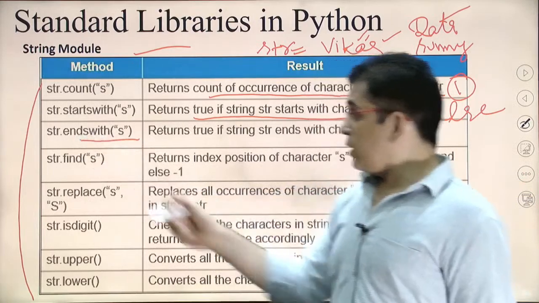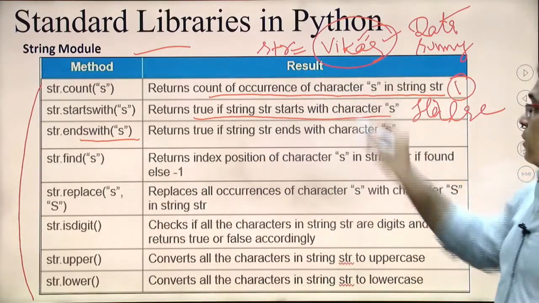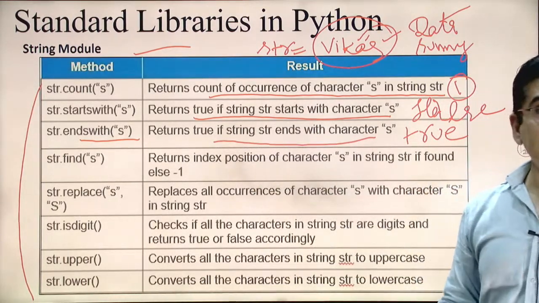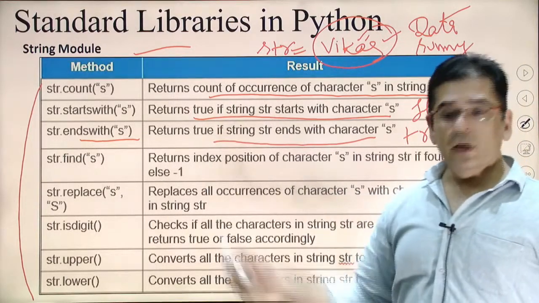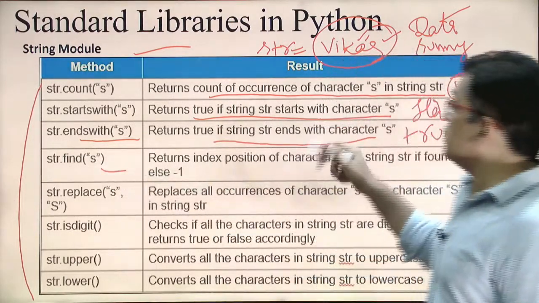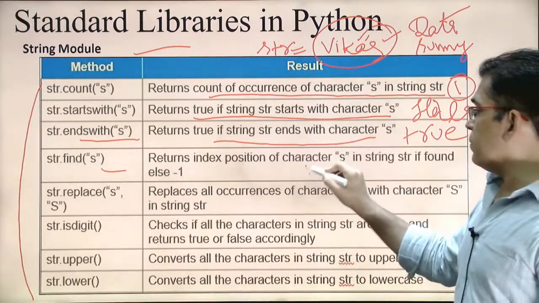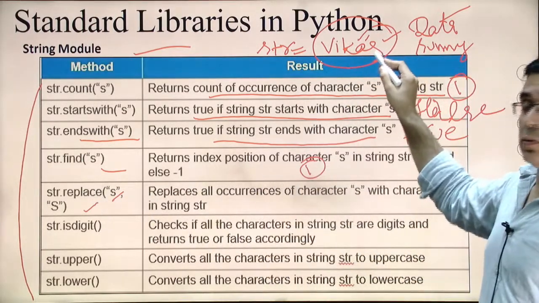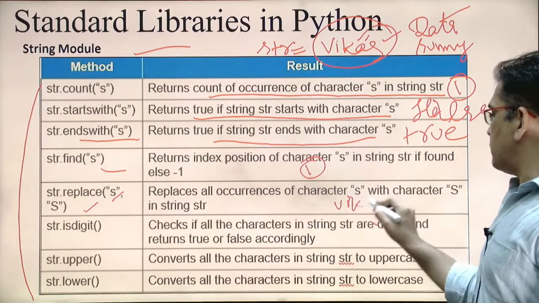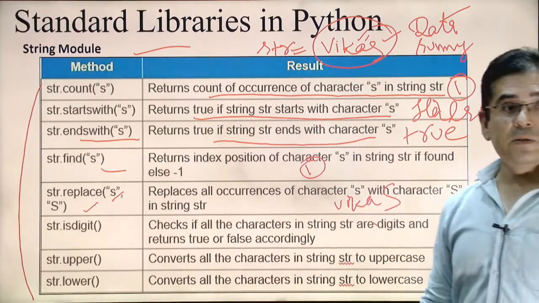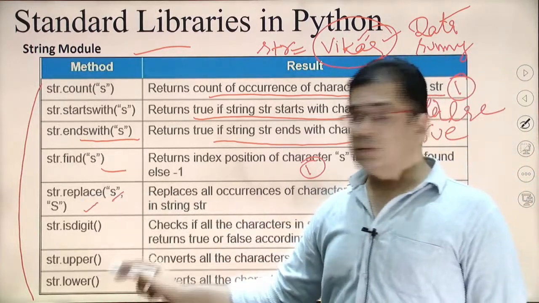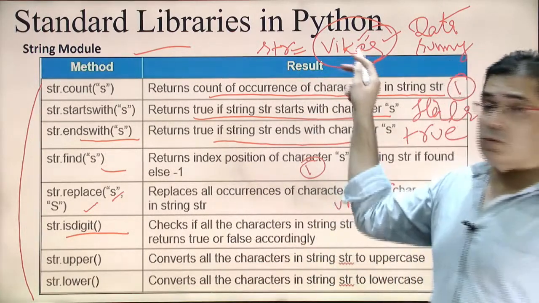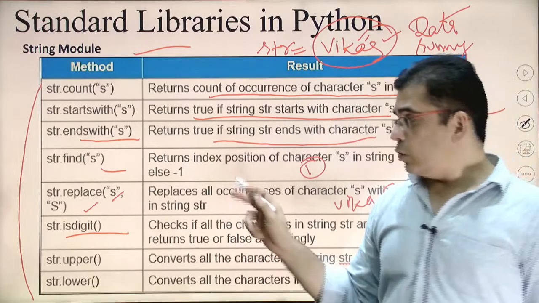String endswith s: yes, here the string ends with s, so the output of this function will be true. If the string ends with character s, then true, else false. These two are Boolean functions. String find s: how many times is s coming? Only one time, so the output will be 1. Replace small s with capital S. Here s is written in small, so it will be replaced with capital S. The string replace function is used for this purpose. String isdigit will check whether the entered string has any digits or not. There are no digits, only alphabets, so the output will be false.